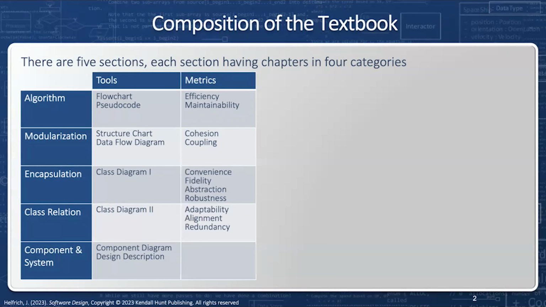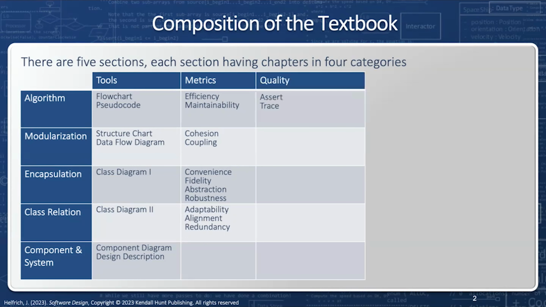At the class relation level, we refer to adaptability, how easy it is to add functionality to the class without modifying the inheritance hierarchy; alignment, how the inheritance hierarchy maps to the design concerns; and redundancy, in other words, how little redundancy there is in the system in terms of duplicate code or functionality. We actually have no metrics for the component or system level.